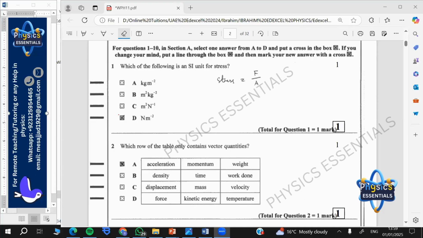Hello and welcome to another walkthrough video of IAL Edexcel AS Level Physics. And today we are going to do paper 1 of January 2024, WPH1101, of AS Level Physics.